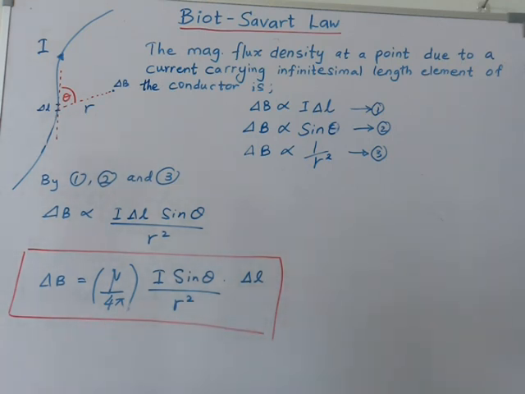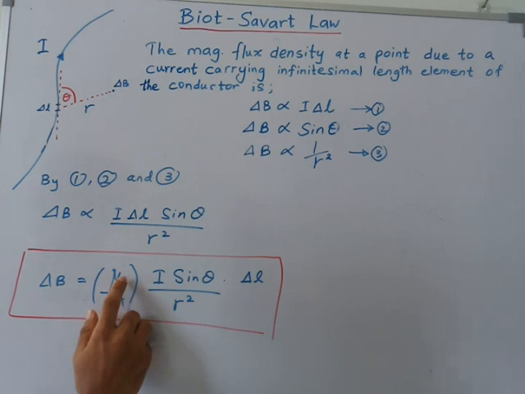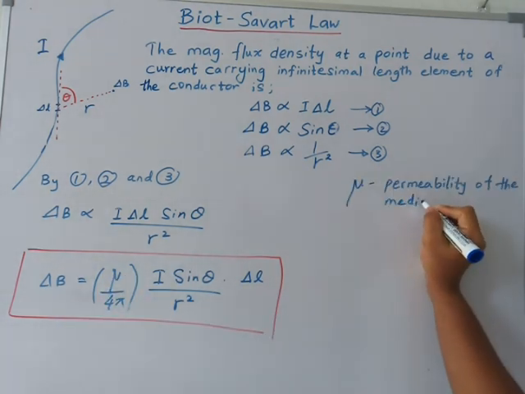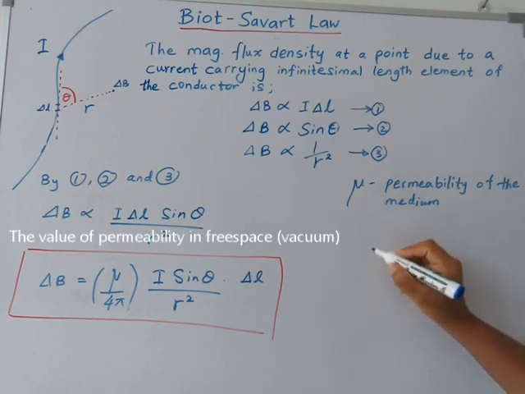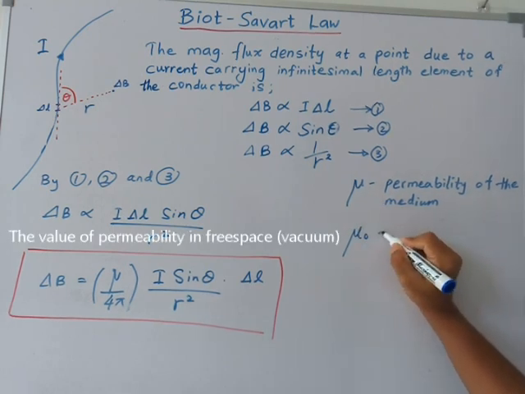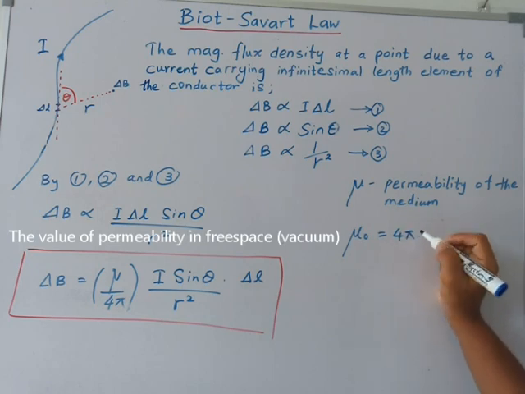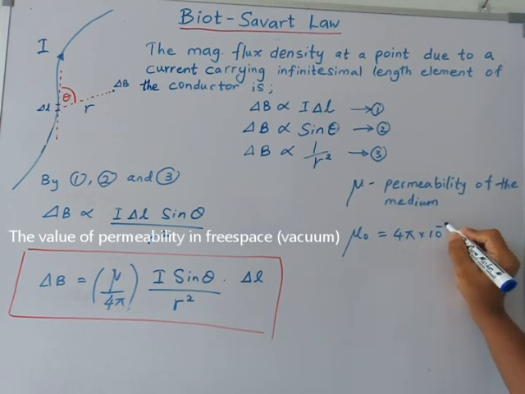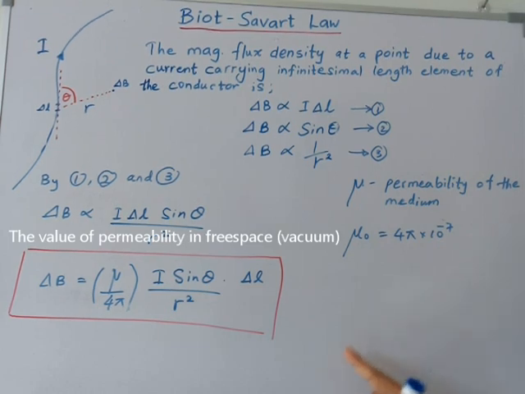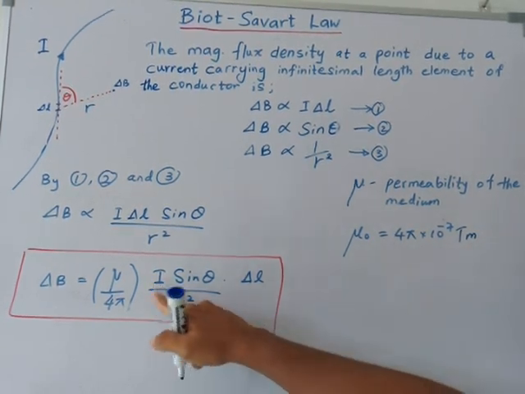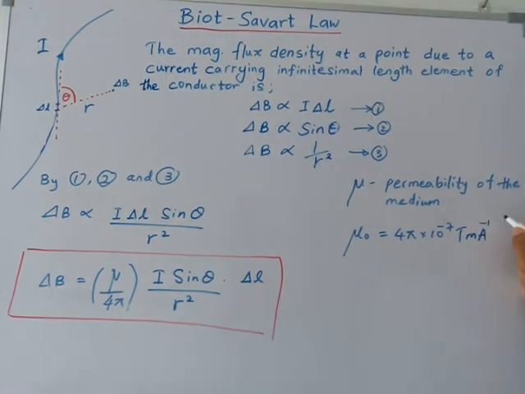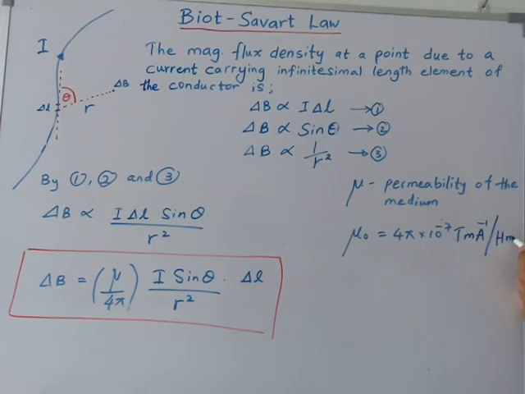Here we have introduced a new term mu. The mu is called the permeability, and the value of mu in free space, let's denote as mu naught, is equal to 4 pi times 10 to the power minus 7. The unit is Tesla meter per ampere, or Henry per meter. So this is the unit of mu naught.